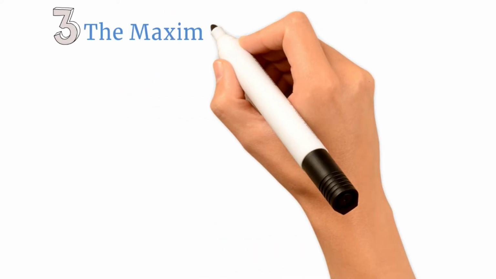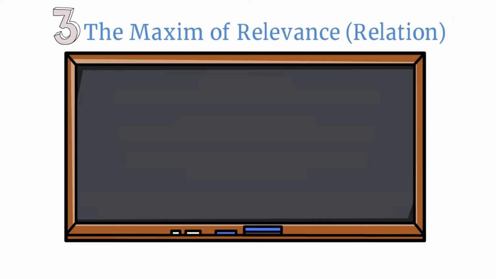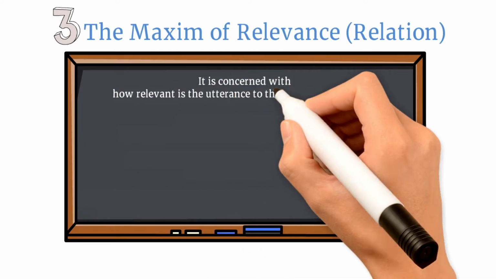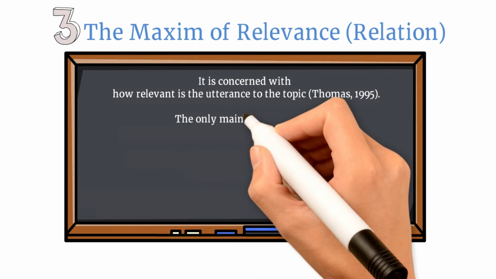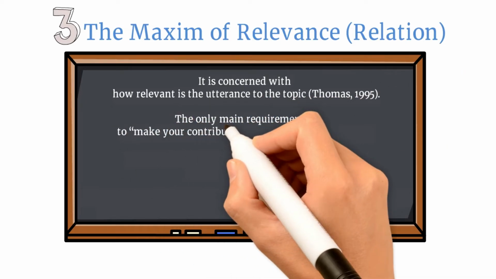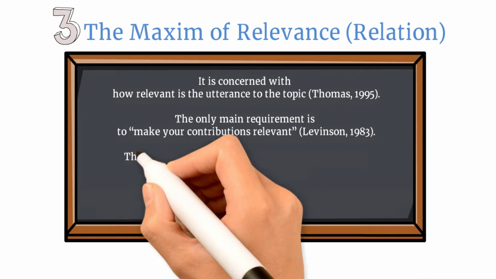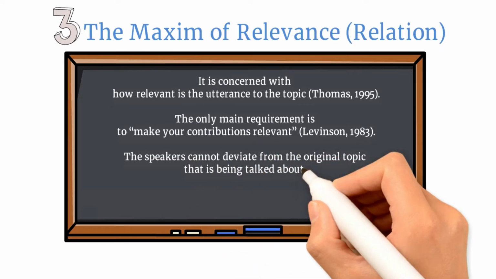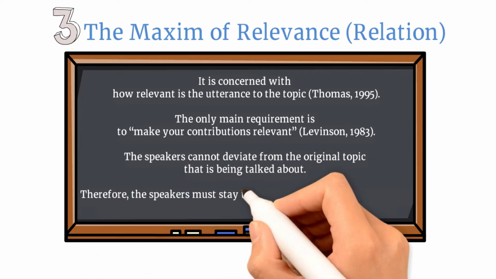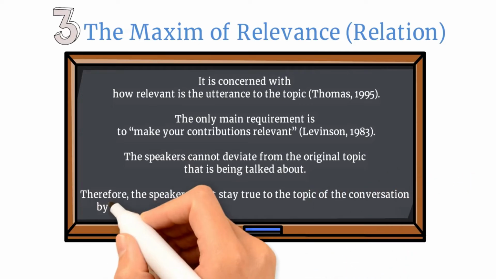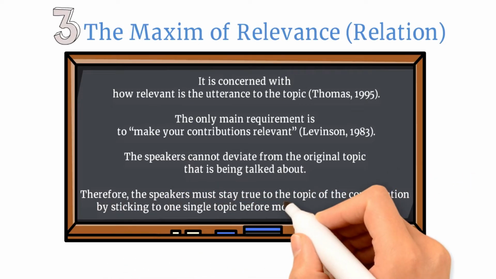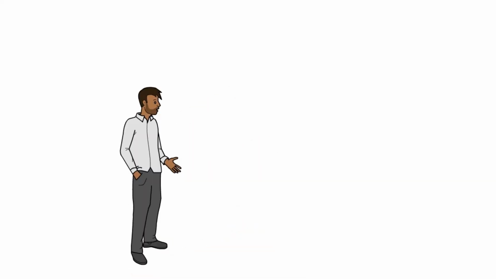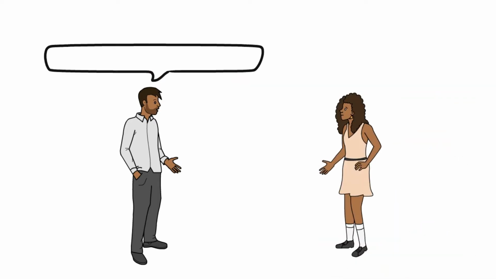The maxim of relevance or relation is a conversational maxim which is concerned with how relevant the utterance is to the topic. The only main requirement is to make your contributions relevant. To put it simply, in a conversation, the speakers cannot deviate from the original topic that is being talked about, or else they will be flouting the maxim. Therefore, the speakers must stay true to the topic of the conversation by sticking to one single topic before moving on to another one.